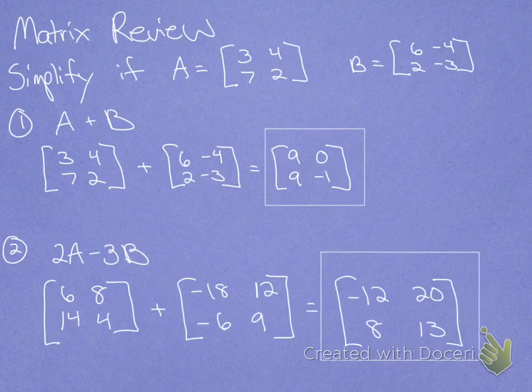Okay, so for this one, I did a little more work than I would actually do. I doubled A, so this is 2 times A here already. And then I distributed -3 to B. That's why it says plus now. And everything over here was multiplied by -3. And then I added them together and you can see the answer.